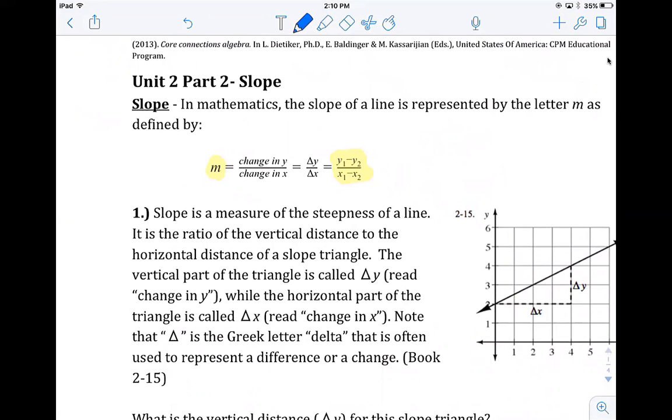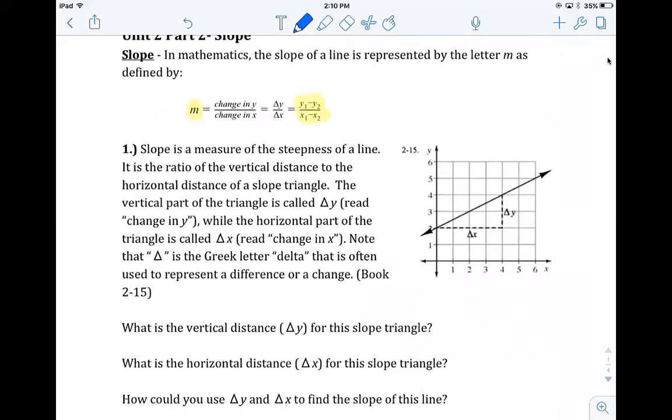Slope is a measure of the steepness of a line. It is the ratio of the vertical distance to the horizontal distance of a slope triangle. The vertical part of the triangle is called change in Y. That's the part that goes up and down, while the horizontal part, the part that goes left and right, is change in X.